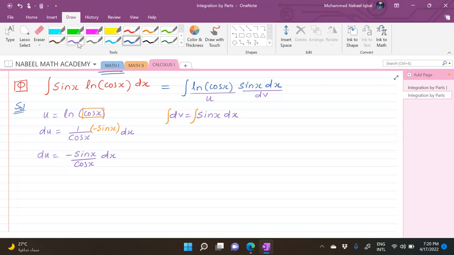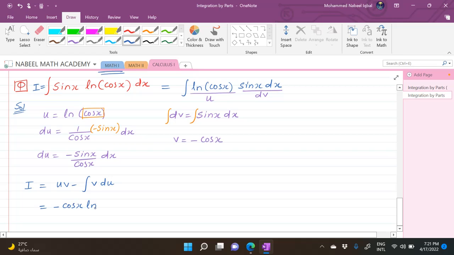Now here I need the v value, so integrate both sides. We will have v equal to the integration of sine, which is minus cosine x. We will not add plus c here; at the last we will add. So the given integral I is given by the formula uv minus integral v du. When you substitute u and v, you will find minus cosine x ln of cosine x minus integral, with v as minus cosine, and du as minus sine x over cosine x into dx.